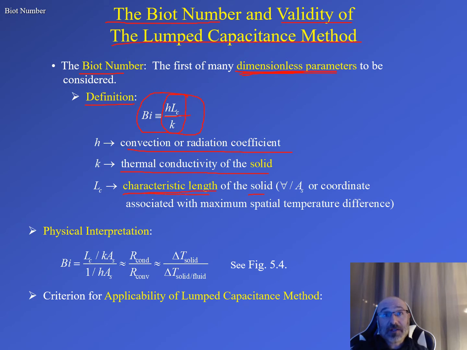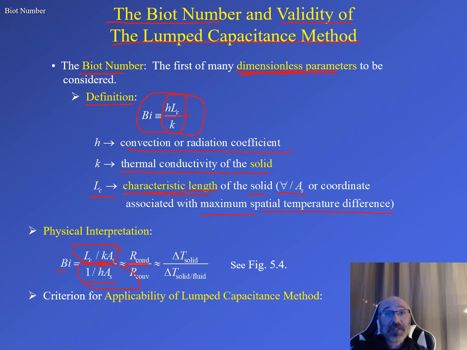Our characteristic length, L sub C, can also be defined as our volume divided by A sub S, the coordinate associated with the maximum spatial temperature difference. So that's our L sub C, or characteristic length. Now we can reduce this down using some of the relationships we saw earlier: our Biot number is equal to L sub C over kA sub S, all over 1 over h times A sub S. That's just a little math manipulation to get the relationship of our conduction over our convection, by those being the two definitions.